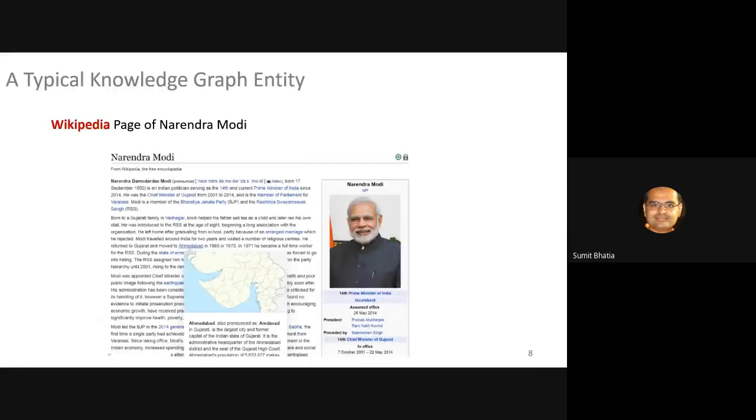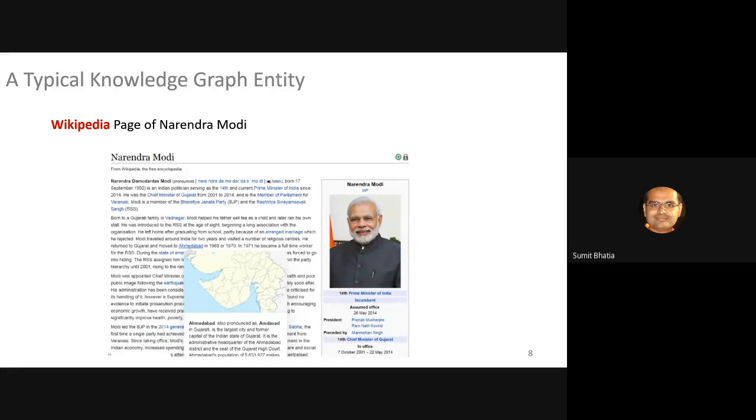Okay, so let's move ahead. So here's a typical example of explaining or differentiating how knowledge or information looks like in, let's say, simple text or unstructured data as compared to when you have it encoded in the form of a knowledge graph.